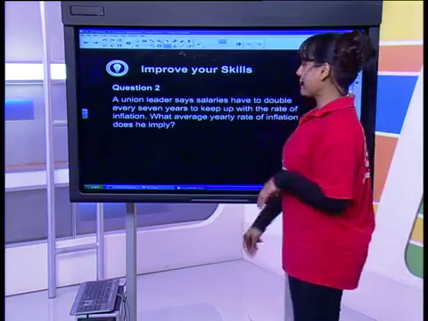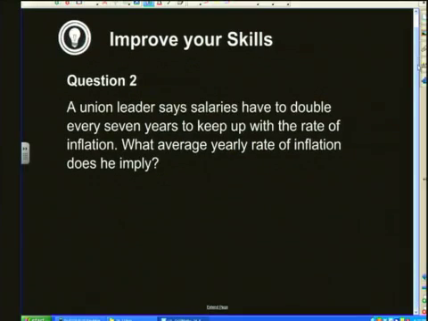Looking at a little bit of inflation in this one. Here we're told that a union leader says that salaries have to double every 7 years to keep up with the rate of inflation. So what average yearly rate of inflation does he imply? So what is the interest?